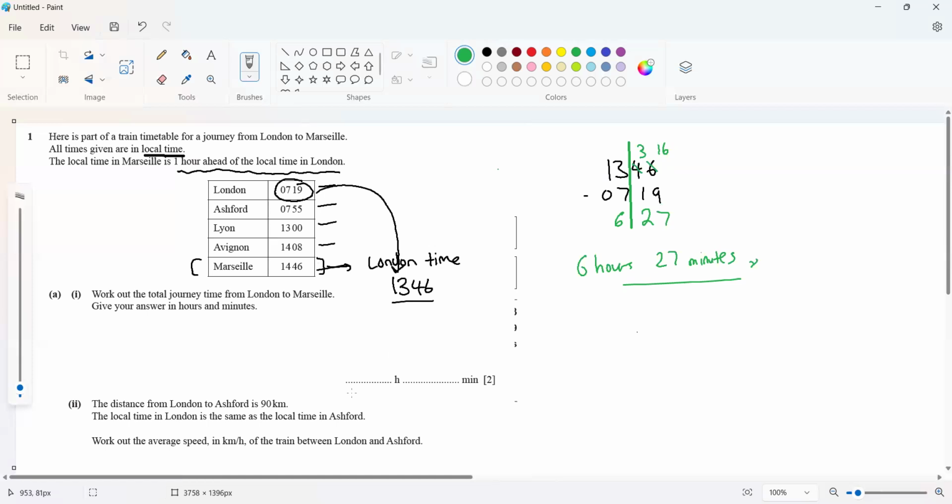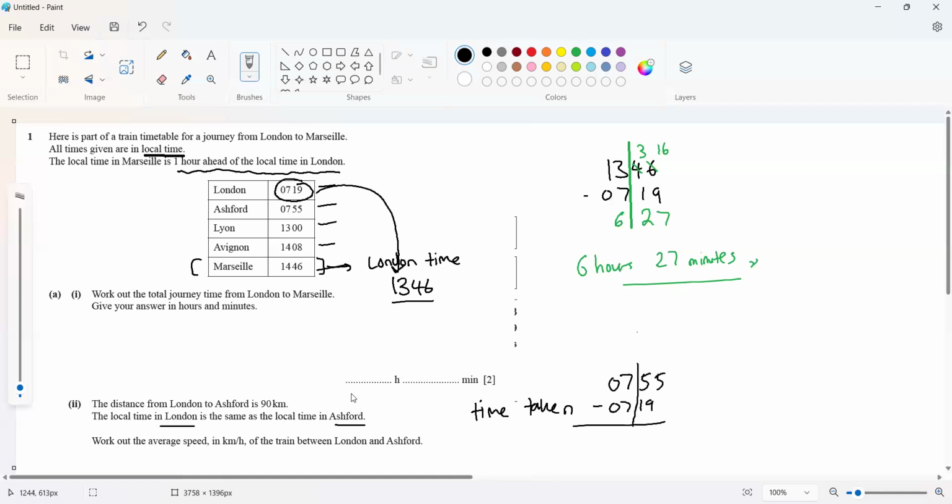So the distance from London to Ashford in part A2 is 90 kilometers. The local time in London is the same as the local time in Ashford, so we don't have to worry about it. Work out the average speed in kilometers per hour of the train between London and Ashford. First we look for the time taken. For the time taken, it is basically the same type of calculation. We're going to take 0755 minus 0719.